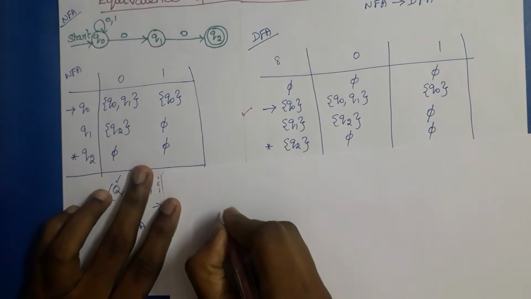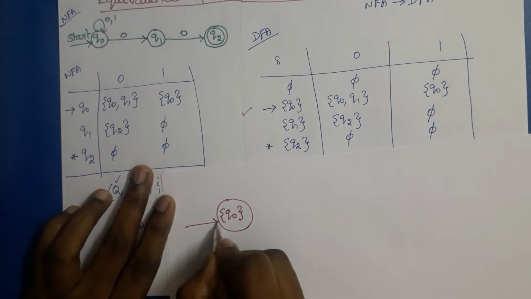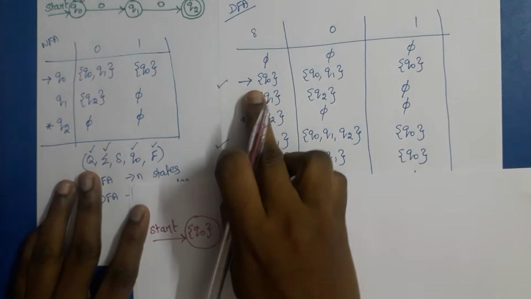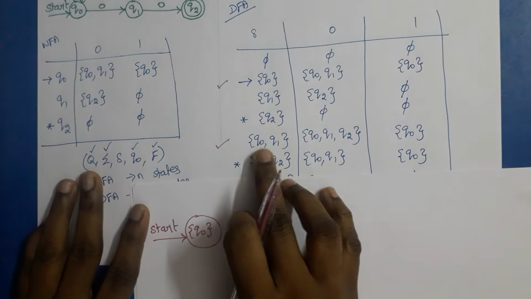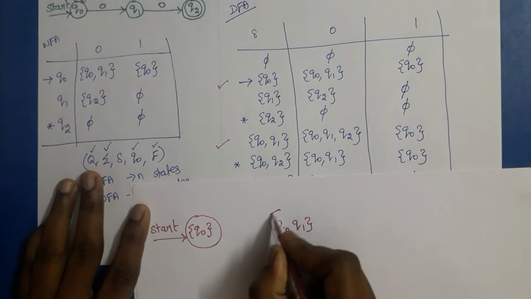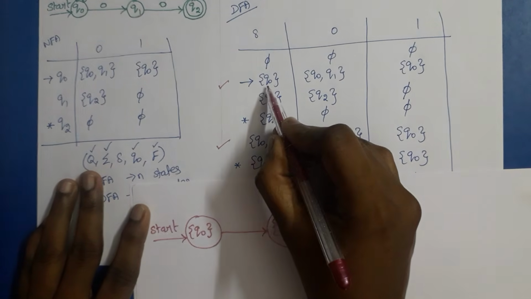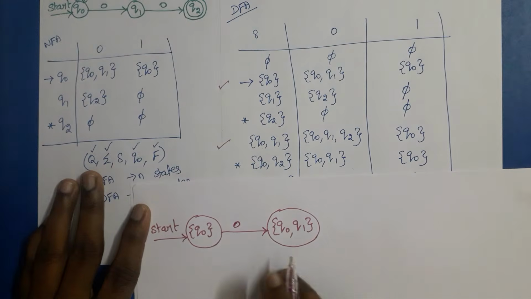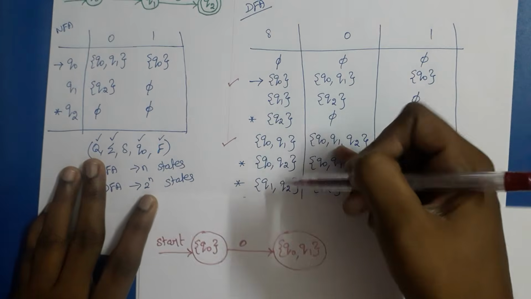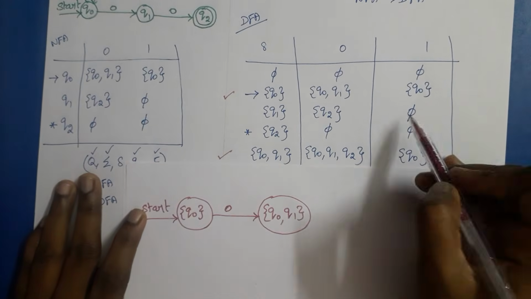Q0 is the start state, and from Q0, 0 goes to Q0, Q1, and we need to consider Q0, Q1 as a single state. So from Q0, 0 goes to Q0, Q1. So here Q0, Q1 is a single state. If we want, we can give other names also. Instead of these names, we can give A, B, C, D like that. Then from Q0, 1 goes to Q0.